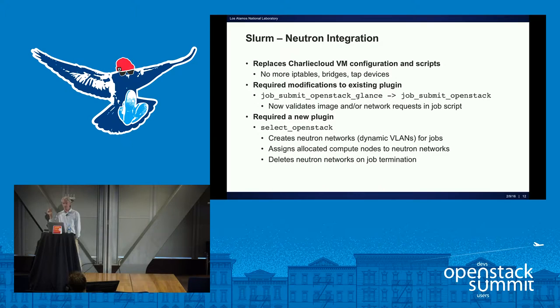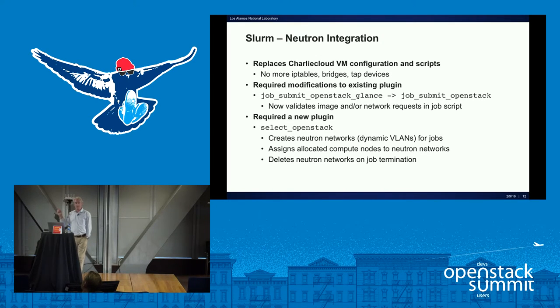So what we've done with this Neutron integration with SLURM is we've replaced the complexity of the Charliecloud VM configuration and scripts. We don't rely on epilog and prolog anymore. We did run into cases where iptables would hang. So epilog would hang, but slurmd had already told the slurmctld that the job was finished and that the node was available, and then jobs start landing on this misconfigured node and dying. Users don't like it when you drain the queue by killing their jobs.